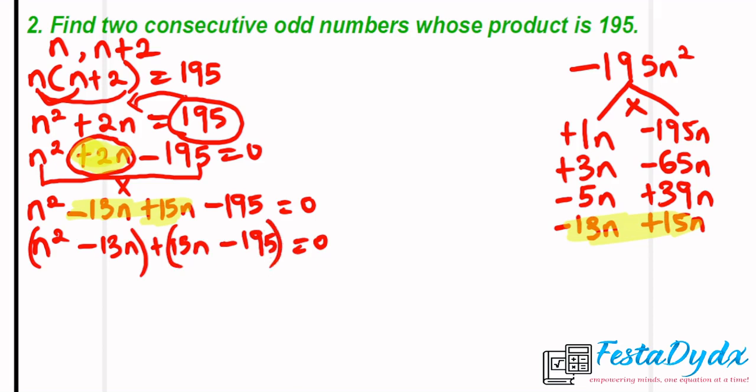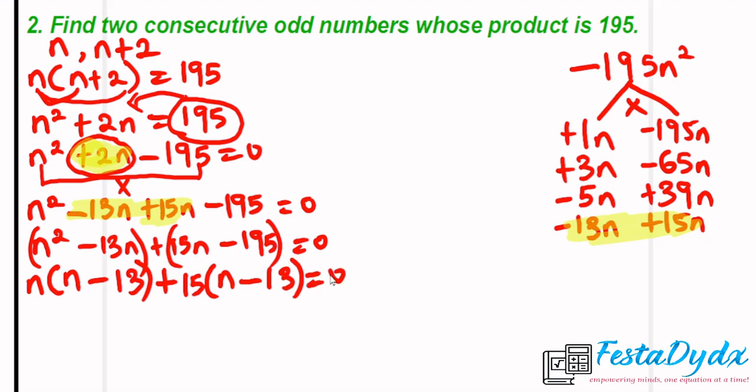So now I need to factor out what is common for both brackets. For the first bracket, n squared minus 13n, we have n to be common. So I'm going to factor out that n. Then what do we have? n squared divided by n is n, minus 13n divided by n is 13. So I'll move to the next bracket. We'll have plus 15n minus 195. 15 is common. So I'm going to bring out that 15, and then in the bracket, 15n divided by 15 is n. Then minus 195 divided by plus 15 is minus 13. So all equal to 0.